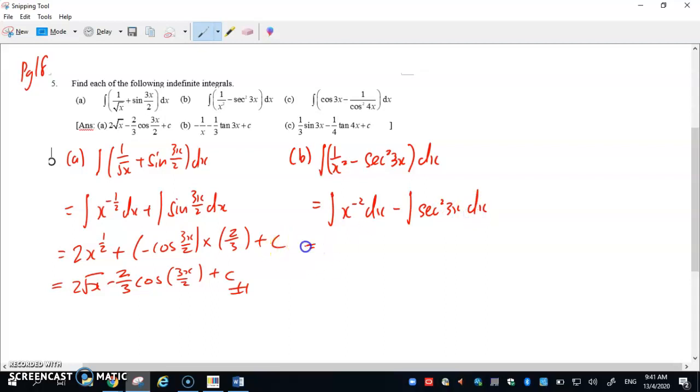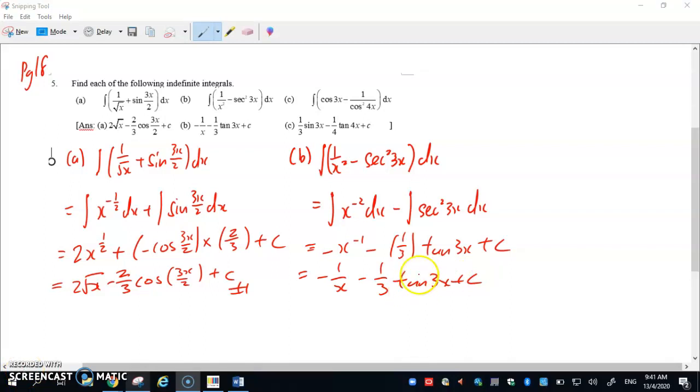So what you get is simply negative x power minus 1, minus, because of chain rule, you need to divide by 3, and then you have tangent 3x plus c. So the final answer is negative 1 over x minus 1/3 tangent 3x plus c. Recall that the differentiation of tangent is secant squared, so therefore you can integrate this directly.